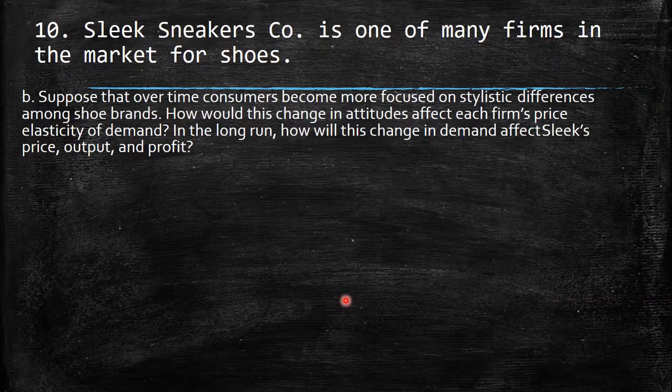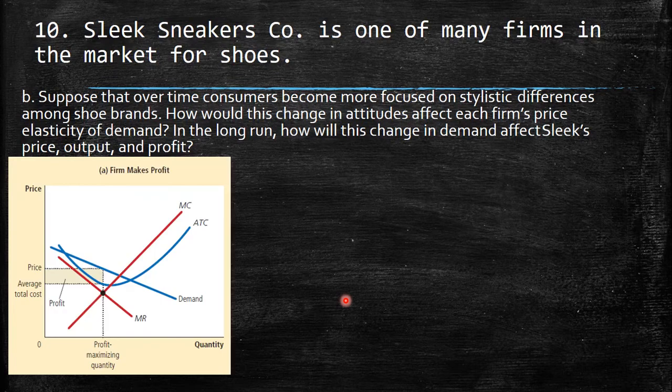Okay. Then, next point: suppose that over time consumers become more focused on stylistic differences among shoe brands. How would this change in attitudes affect each firm's price elasticity of demand? In the long run, how will this change in demand affect Sleek's price, output, and profit? Okay, the idea is like the previous one.